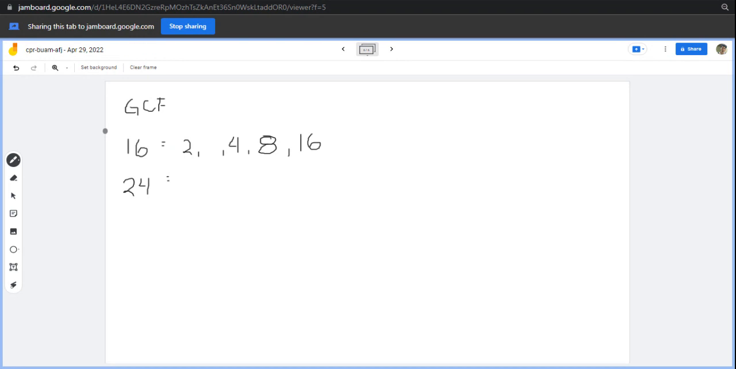Okay. Pwede nyo din siyang lagyan ng 1. So, 1 is also a factor. All numbers have the factor of 1. So, wag nyo nang kalimutan si 1.